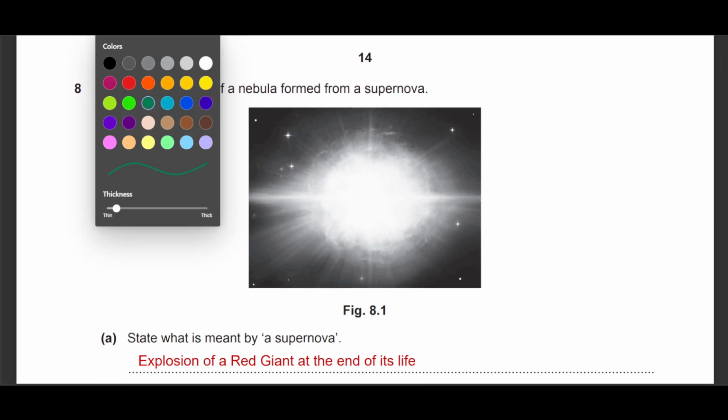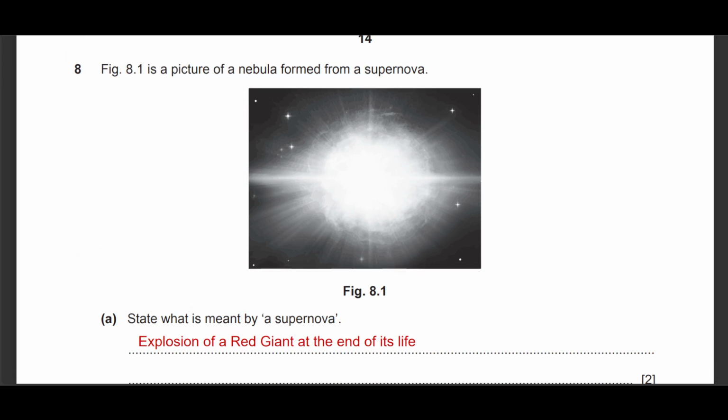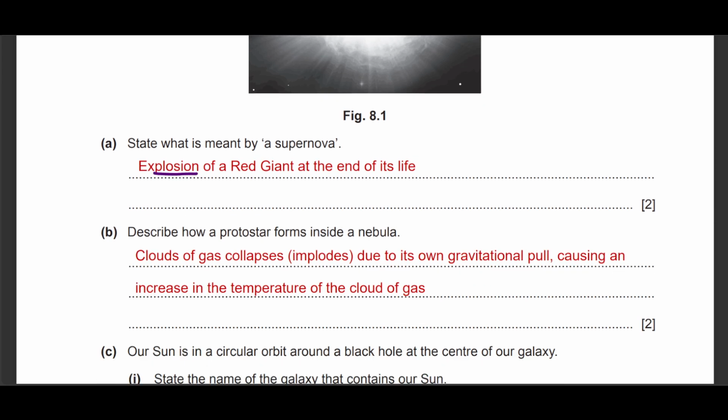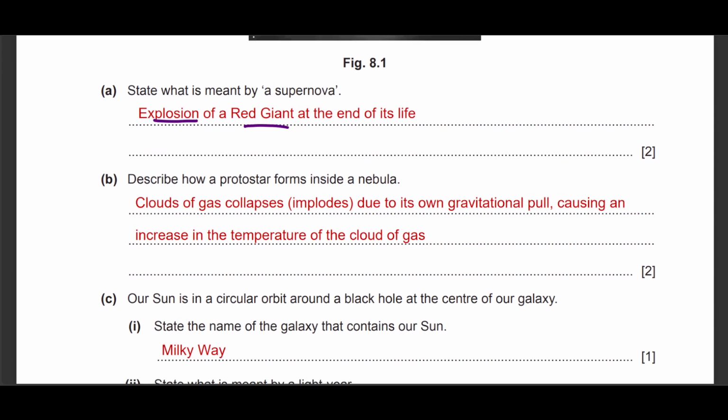Question number 8 is from space physics, I guess. Yeah. So it says a supernova is formed. What is the meaning of supernova? An explosion of a red giant at the end of its life. This is supposed to be memorized from the slides or from the lessons. The life cycle of a star. This is a common question.